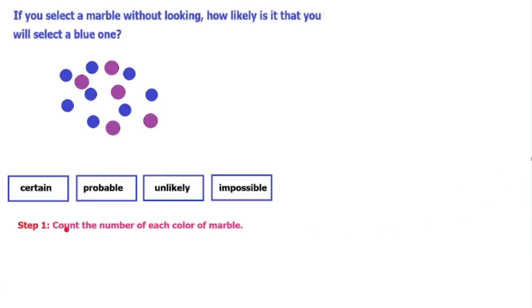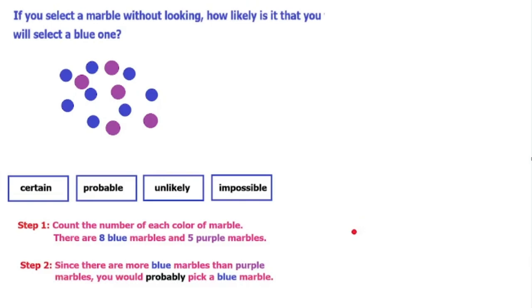So the first thing to do is to count the number of each color of marble. So there are 8 blue marbles and 5 purple marbles, it says here. But let's check. 1, 2, 3, 4, 5, 6, 7, 8. Yep, 8 blue marbles and 5 purple. 1, 2, 3, 4, 5.